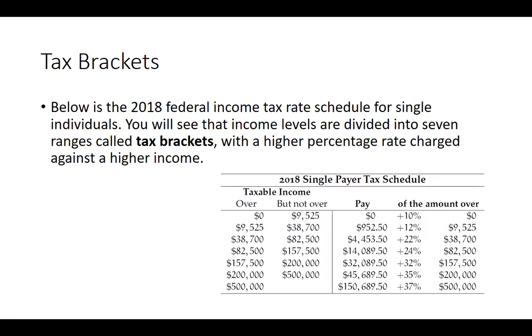Here is the 2018 federal income tax rate schedule for single individuals. You'll see that income levels are divided into 7 ranges called tax brackets, with a higher percentage rate charged against a higher income. So between $0 and $9,525, you're paying 10% of the amount over 0.